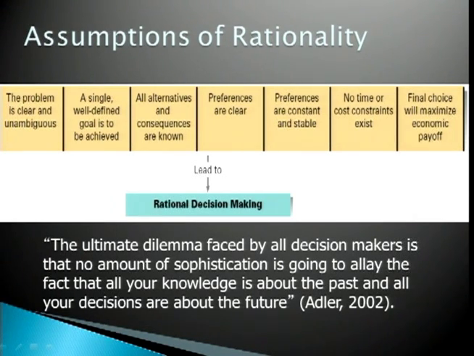When are we ever making a decision where preferences are always constant and stable? These things change. There's always time pressure. There's always some kind of urgency. We can't always anticipate the known possible consequences of any option. There's always unknowns. As this quote says, the ultimate dilemma faced by all decision makers is that no amount of sophistication is going to allay the fact that all of your knowledge is about the past and all of your decisions are about the future.